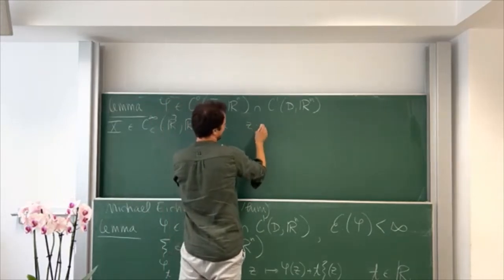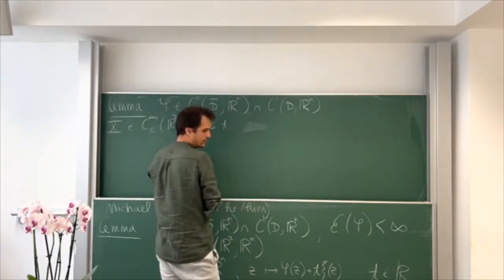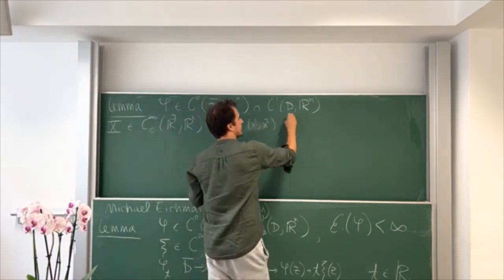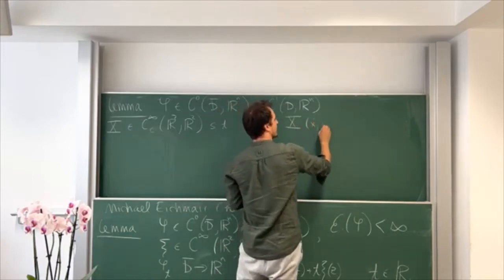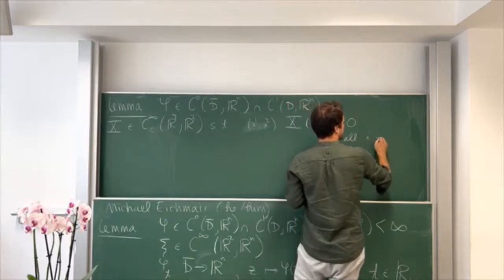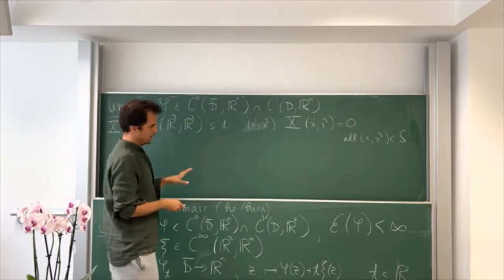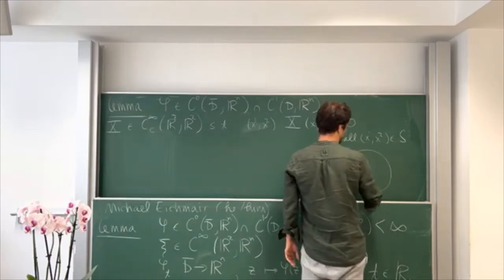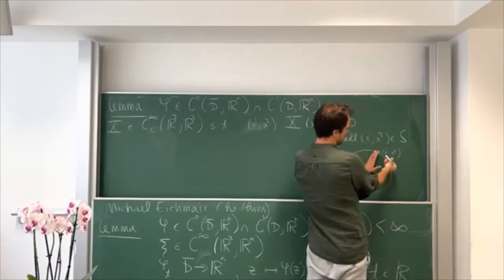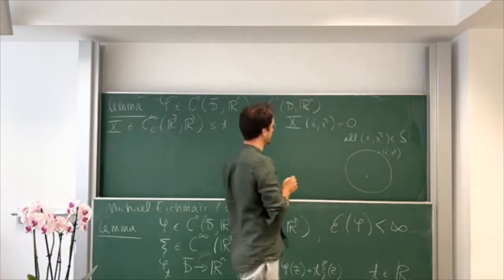I don't want to use complex notation, so such that the scalar product of X with (x1, x2) is equal to 0 when x1 and x2 are on the unit circle. So, it means that the value of this vector field X stands perpendicular to position at any point of the unit circle.